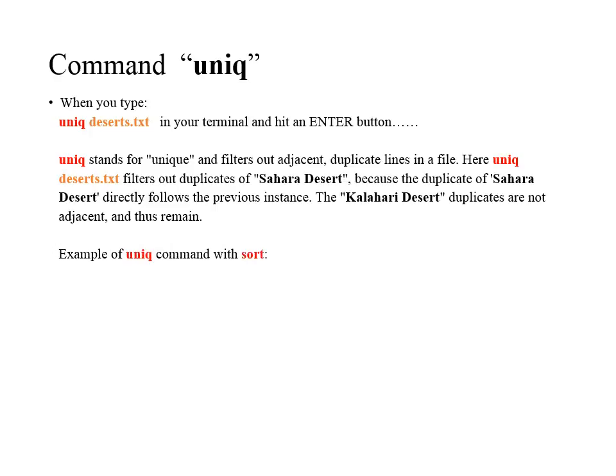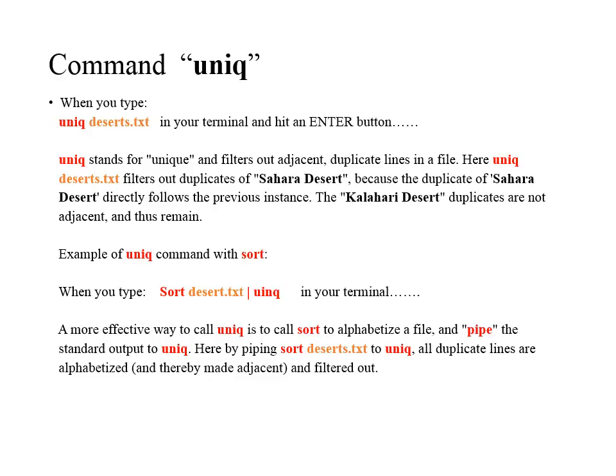Example of uniq command with sort command. When you type sort deserts.txt | uniq in your terminal, a more effective way to call uniq is to call sort to alphabetize a file, and pipe the standard output to uniq. Here by piping sort deserts.txt to uniq, all duplicate lines are alphabetized, and thereby made adjacent, and filtered out. As shown in the picture.